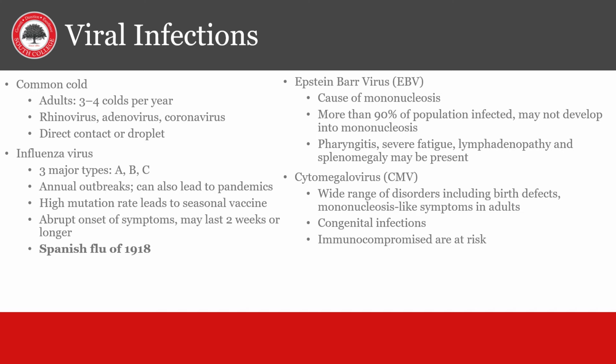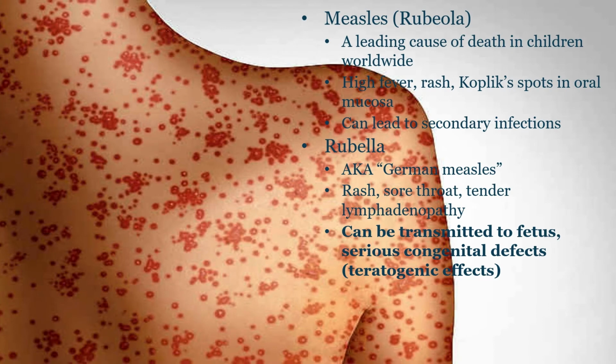Influenza is a virus as well, and there are 3 major types. This virus can be deadly as it leads to pneumonia. Epstein-Barr virus and cytomegalovirus make up the 2 viruses that cause mononucleosis, or the kissing disease. Rubeola is the measles, and rubella is the German measles.